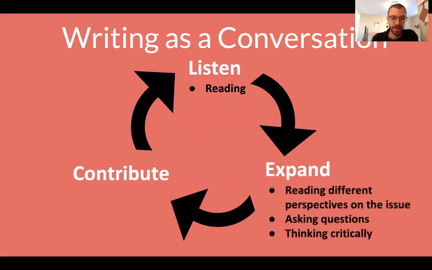Expanding can be a little bit tricky, but really all I mean is that you're delving a little bit deeper. So you might be doing some critical reading where you're taking in some of those broader factors. You're reading different perspectives. So when you're researching for an argument paper, that might involve reading a bunch of different perspectives on the same topic, asking questions, doing some critical thinking to try to more fully understand an issue. And then in the end, you contribute.